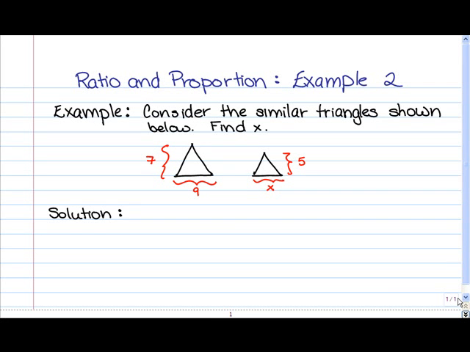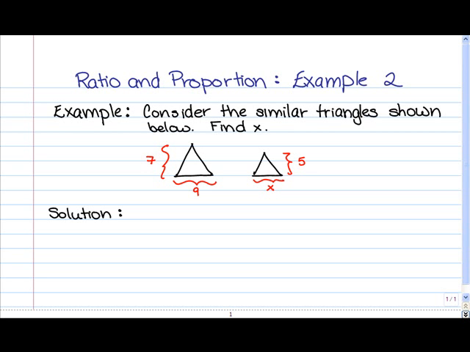In this video, we're going to look at an example of ratio and proportion. In this particular example, you're given two triangles that you're told are similar triangles, and you're given their heights and their widths, but the width of the smaller one happens to be an unknown x that you need to solve for. So go ahead and try this problem out on your own before we take it up together.